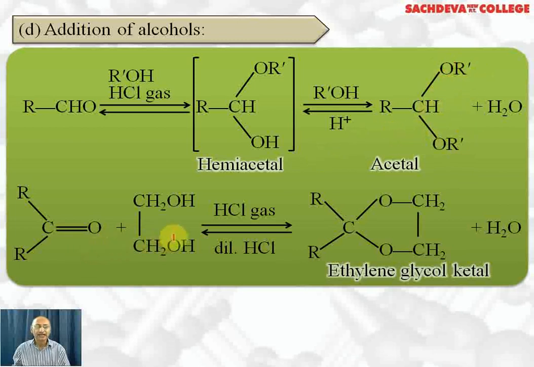Acetone, when it reacts with ethylene glycol, hydrogen from one, oxygen from the other, water is removed and cyclic ketal is formed. It is called ethylene glycol ketal. This structure will be formed. This reaction also takes place in the presence of HCl gas.